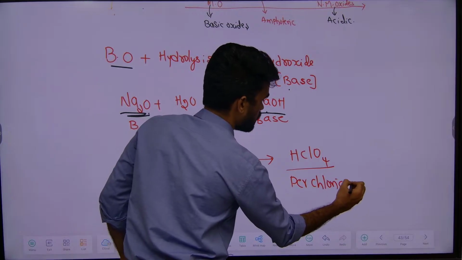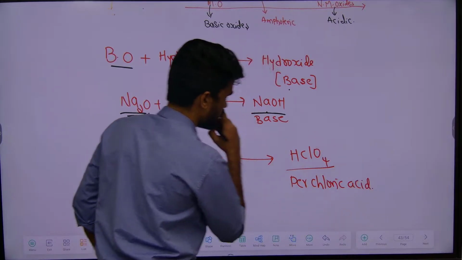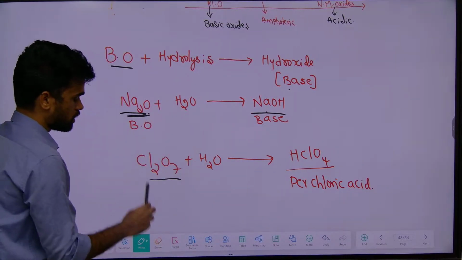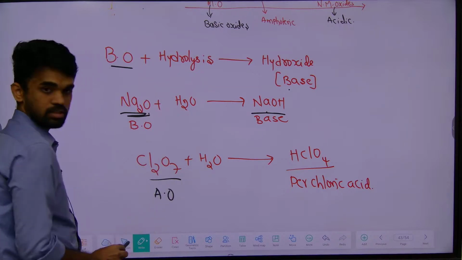Perchloric acid, one of the strong acids you can consider for chlorine. Okay, so this is an acidic oxide. Next.